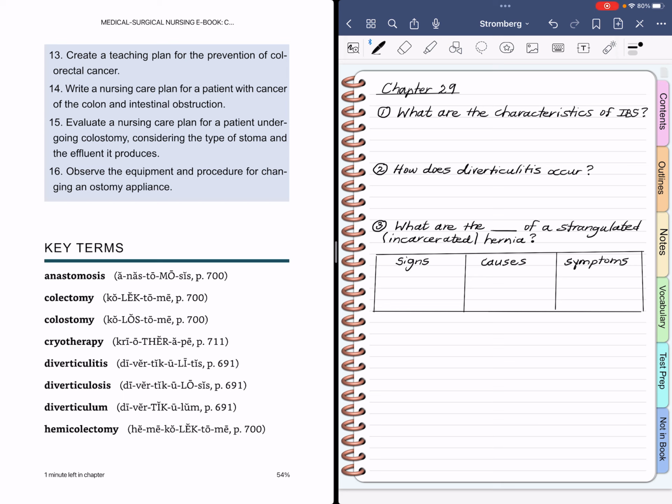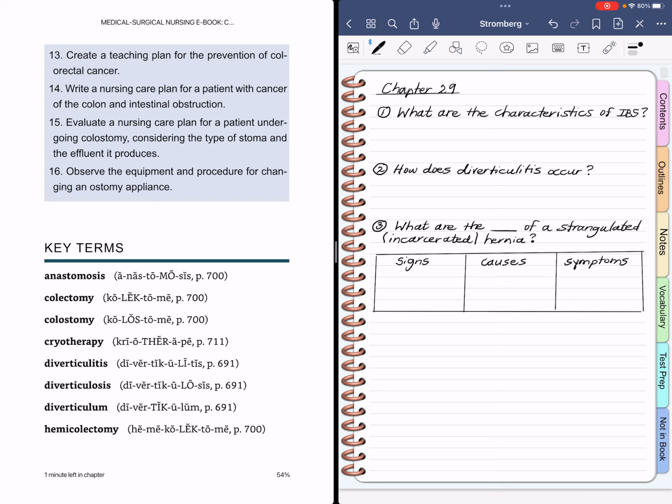This is doing 2 things. First of all, it's setting up a test prep for you, because these are the key objectives of this chapter. You can bet they're going to be on a test. If you can answer these questions, you know this chapter for a test. If you cannot answer these questions, you need to be asking your instructor to help you answer these questions.